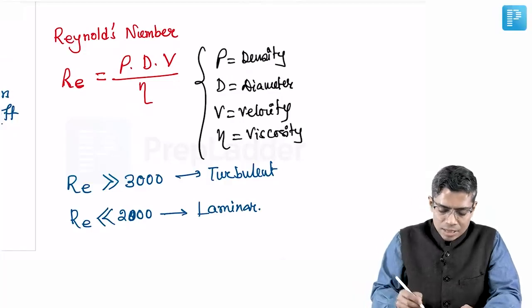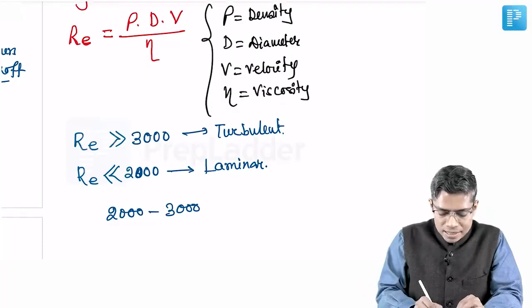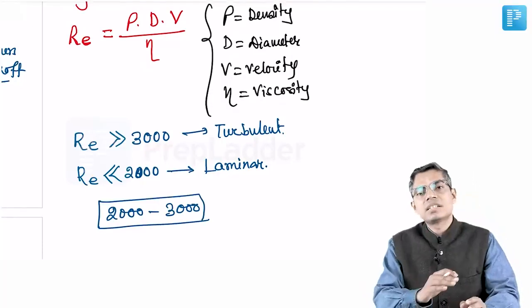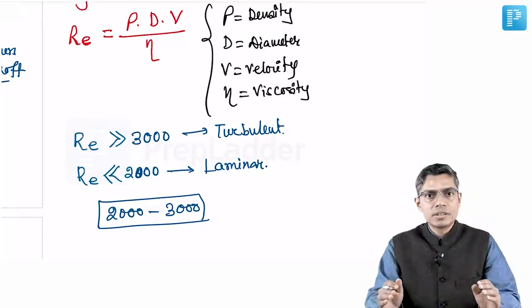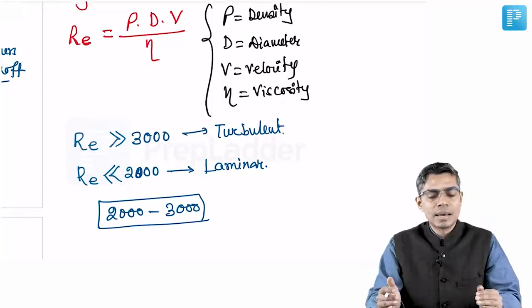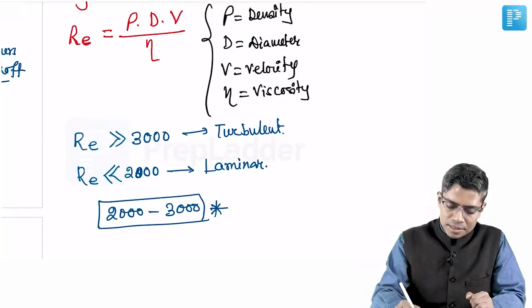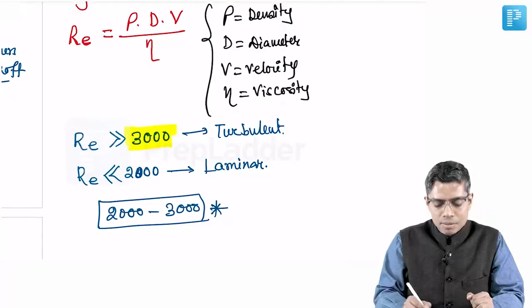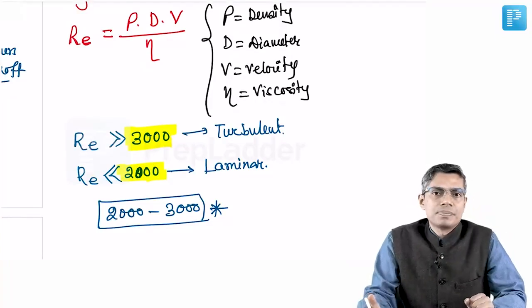If the Reynolds number is between 2000 and 3000, then the blood flow is said to be transitional between laminar and turbulent. You cannot say with 100% surety whether the blood flow will be turbulent or laminar. It will be a transition between laminar and turbulent, right? But whenever it is greater than 3000, there will always be turbulent flow. When it is less than 2000, there will always be laminar blood flow.